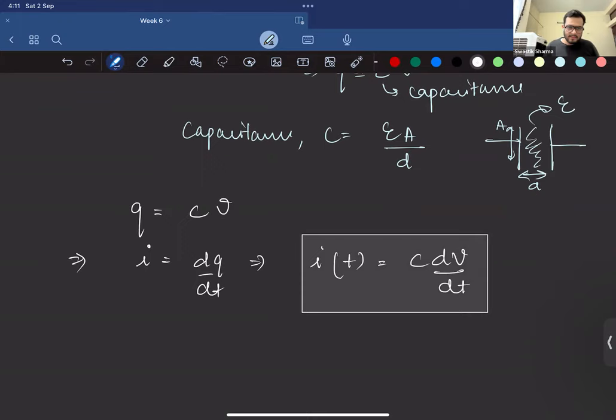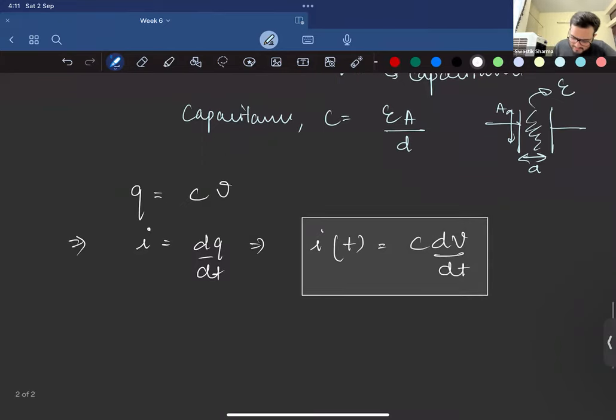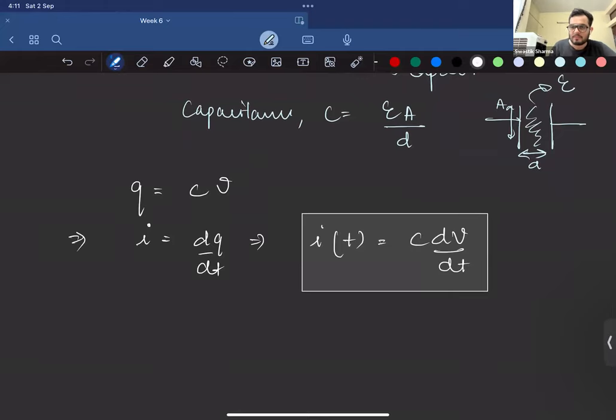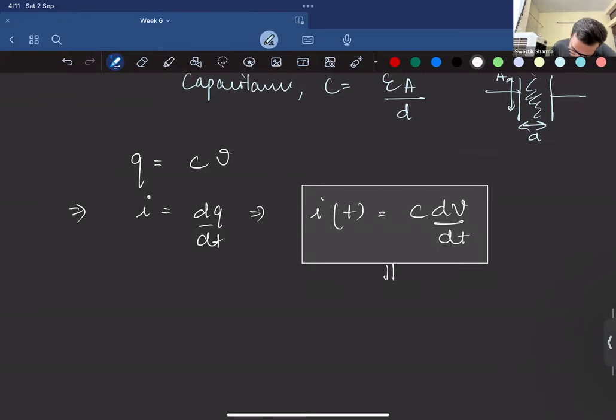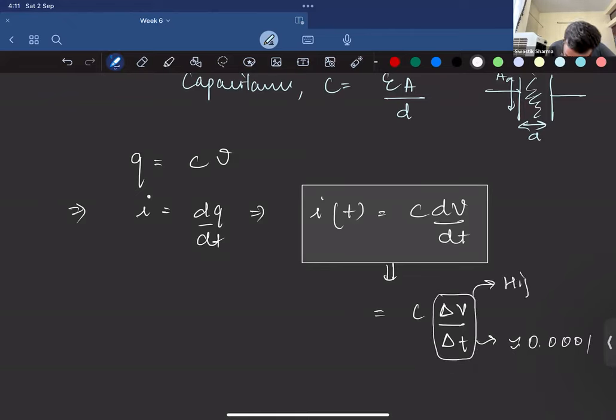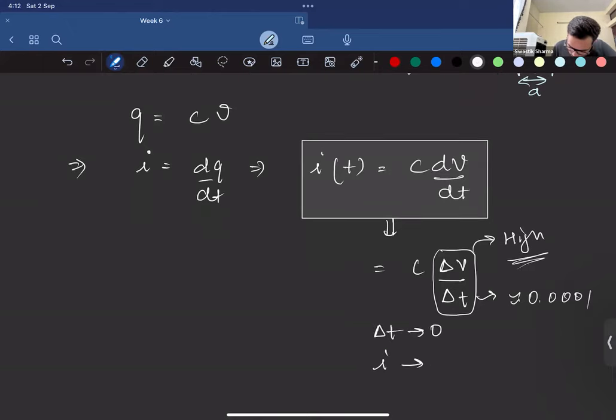Now, if you take a closer look at this equation, you'll see that a capacitor does not favor abrupt changes in the voltage. For example, if I write it like this, C delta V by delta T, right? If this delta T tends to be very minimum, let's say 0.000001, the whole value will be very, very high. So if delta T tends to zero, our current will tend to infinity. Hence, the capacitor does not favor abrupt changes in its voltage.